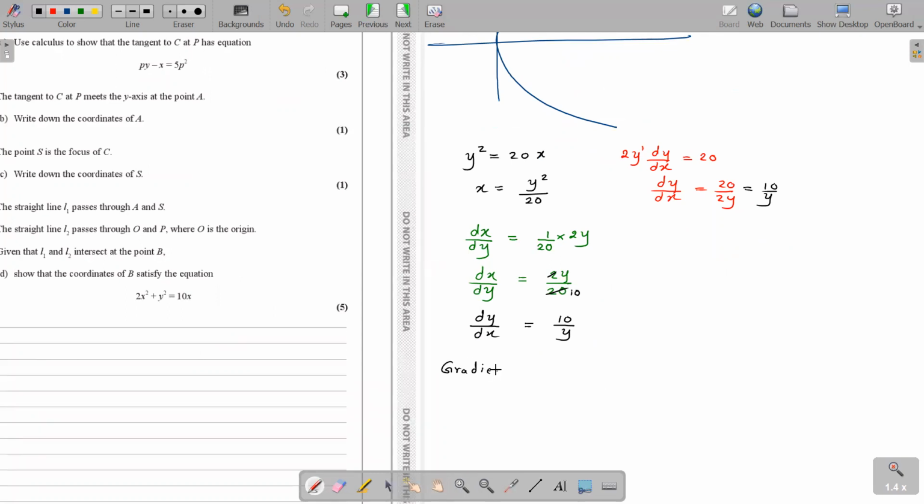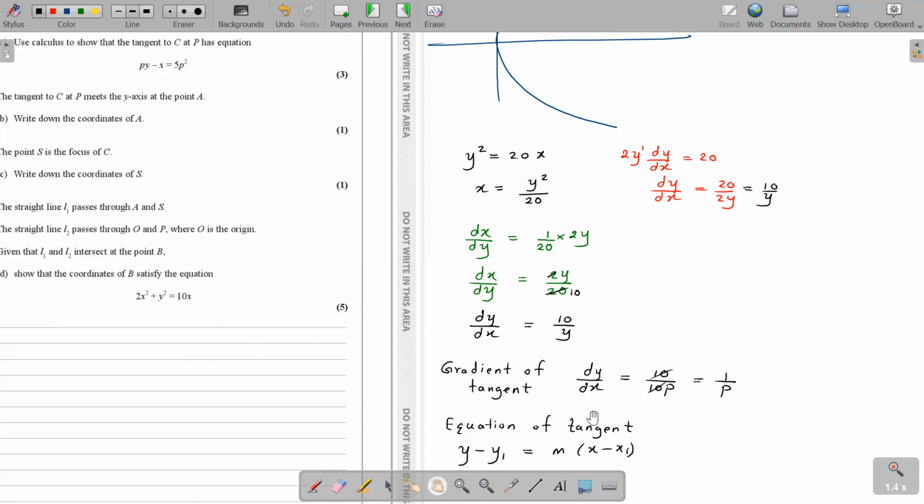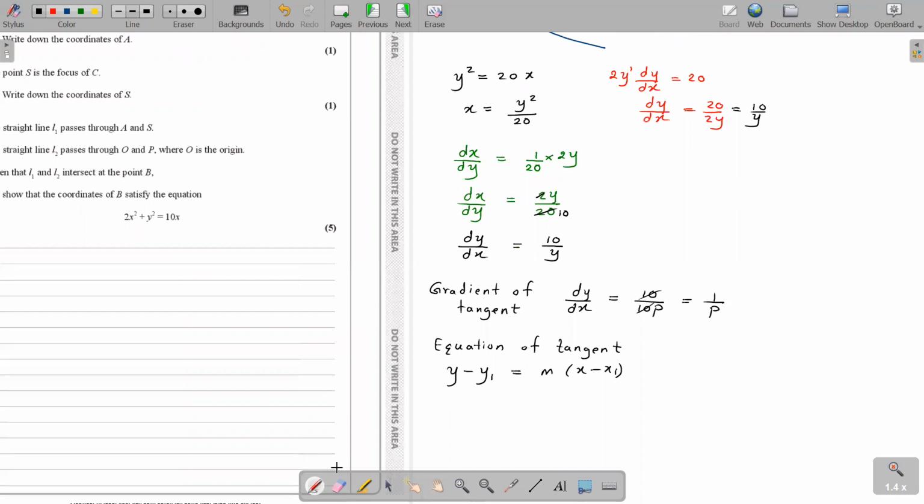So gradient of tangent, dy by dx equals 10 over y. Y is 10p. So what happens? 10 and 10 cancel and gradient of tangent is 1 over p. Do you agree? Now let's get the equation of tangent. So what is the equation of tangent? Y minus y1 equals gradient times x minus x1.